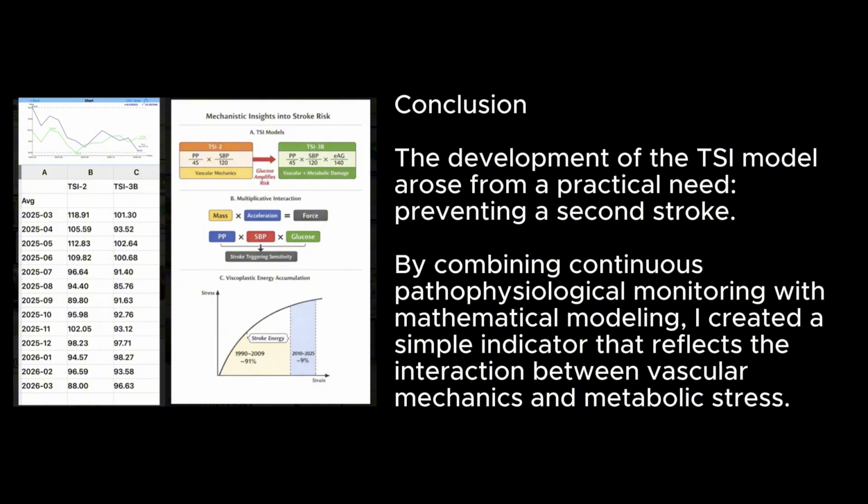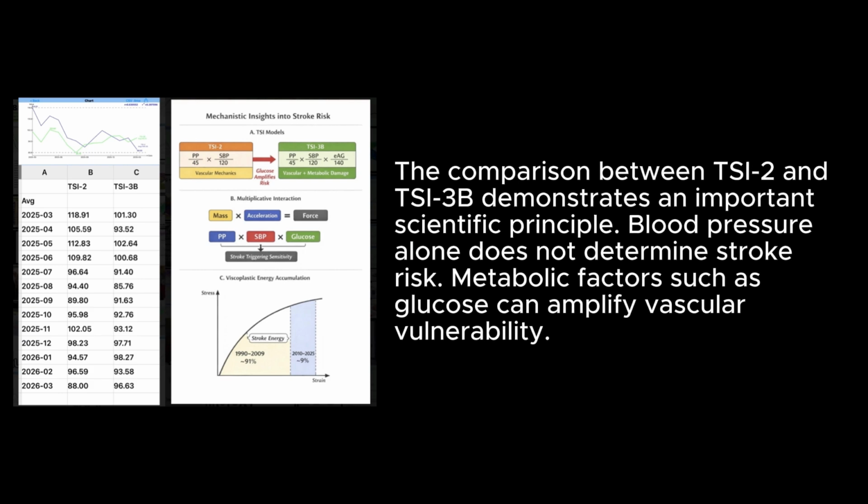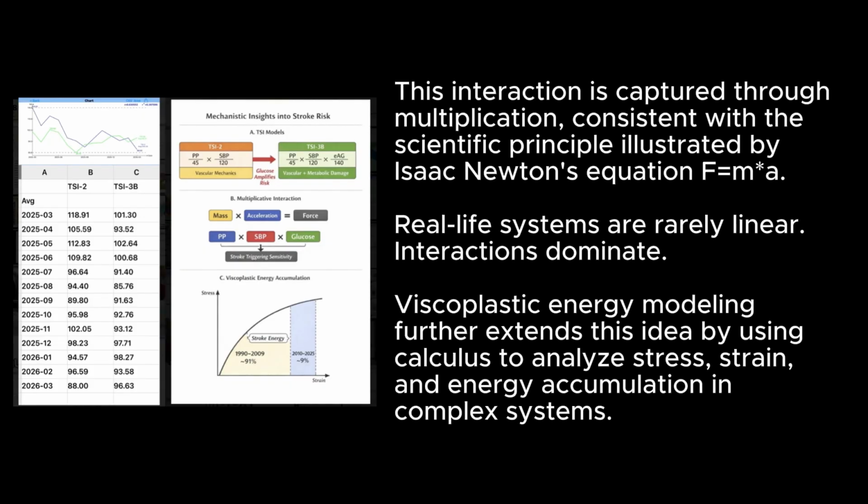By combining continuous pathophysiological monitoring with mathematical modeling, I created a simple indicator that reflects the interaction between vascular mechanics and metabolic stress. The comparison between TSI2 and TSI3b demonstrates an important scientific principle: blood pressure alone does not determine stroke risk. Metabolic factors such as glucose can amplify vascular vulnerability. This interaction is captured through multiplication, consistent with the scientific principle illustrated by Isaac Newton's equation F equals m*A. Real-life systems are rarely linear. Interactions dominate.